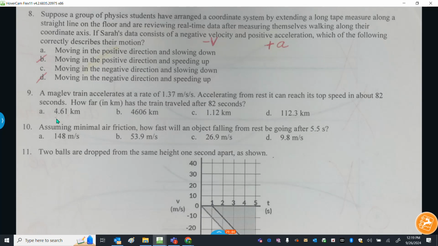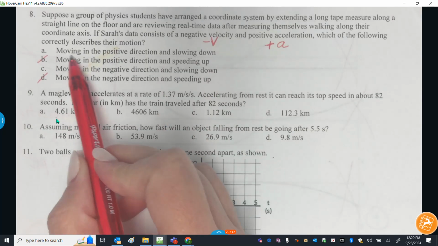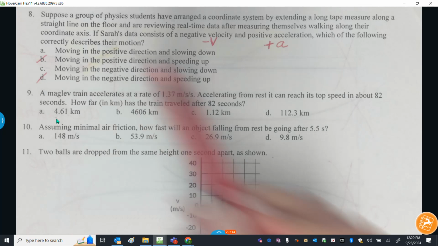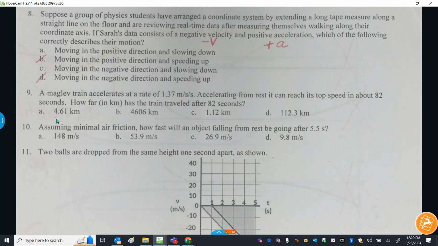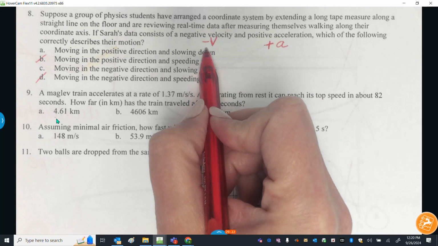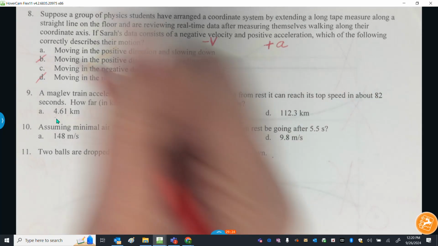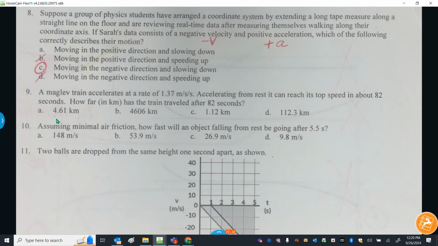Okay, so we have two options left. We know that we're slowing down, and in this case, whether you're moving in the positive or the negative direction is solely determined by the sign of the velocity. This is a negative velocity, and therefore they are moving in the negative direction while slowing down. That is answer choice C for number 8.